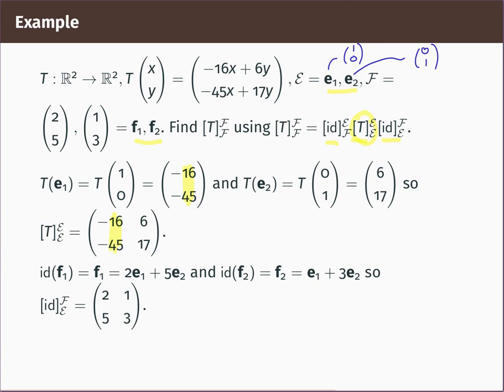Next, to find the second column, we look at T of E2, that's T of (0, 1). Plugging into the formula for T, that's (6, 17). So this will be the second column of the matrix of T with respect to initial basis E and final basis E.